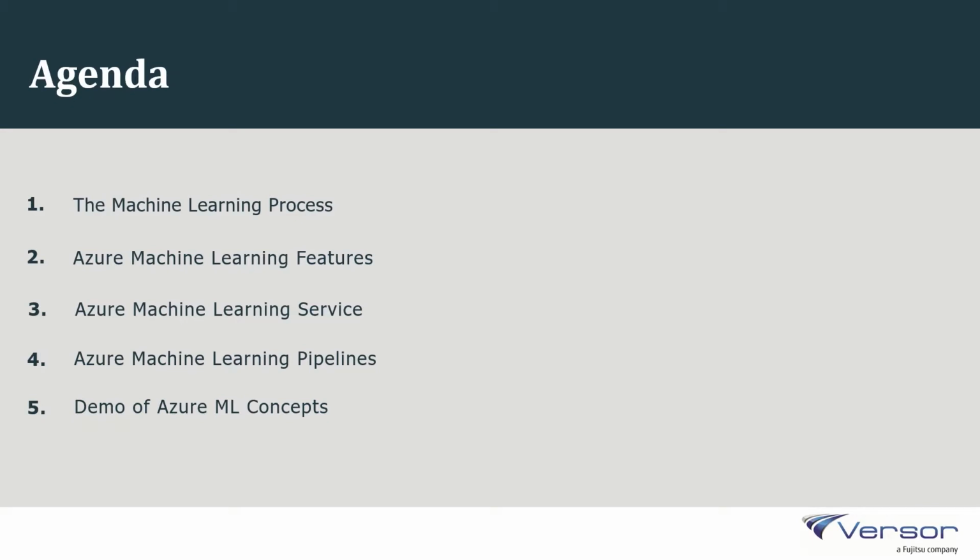Right, moving into the agenda for this. First of all, we'll take a look at the machine learning process. Machine learning has its own process around how you go about collecting data, creating features, and building a model. Once we understand that, we'll go into Azure machine learning features, as well as the Azure machine learning service. Understanding the features in the service lends itself to understanding what Azure machine learning pipelines are and how they fit into the Azure machine learning operations process. Once we have that and a good understanding of the features, services, and pipelines, we'll move into a demo.